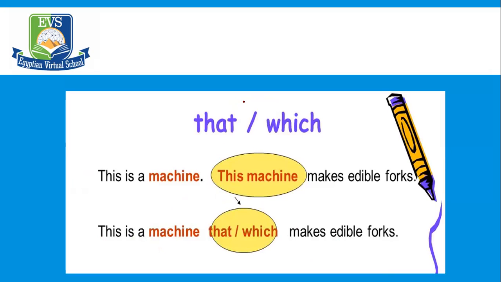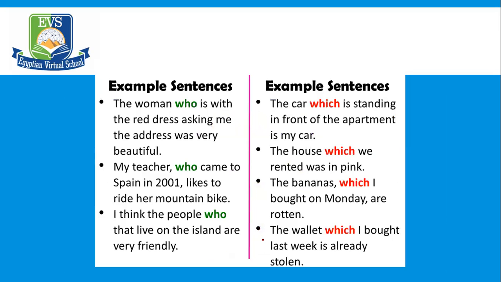Check here, that and which. Sometimes they are equal in usage with the same purpose, used with animals or things or objects. This is a machine. This machine makes edible forks. We can delete the same subject. Don't repeat the subject. This is a machine that or which makes edible forks. So both are right. That makes edible forks or which makes edible forks.